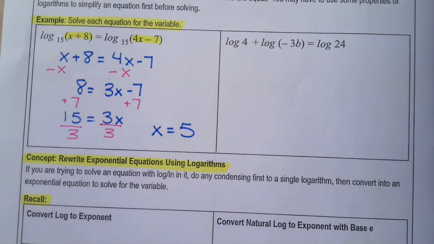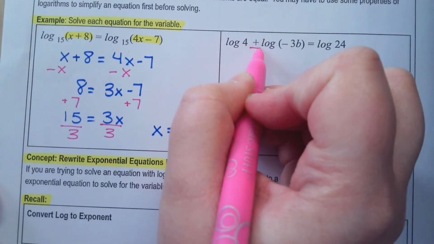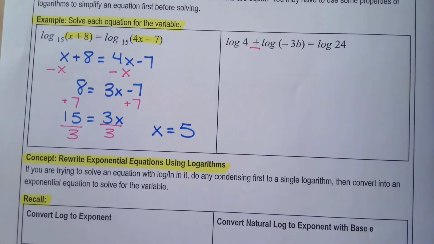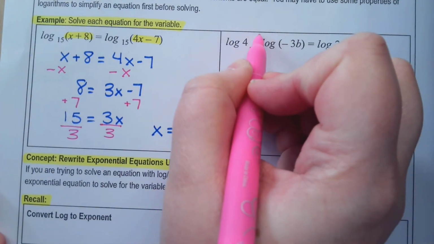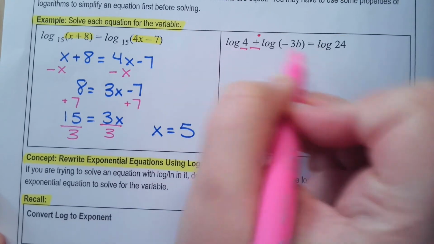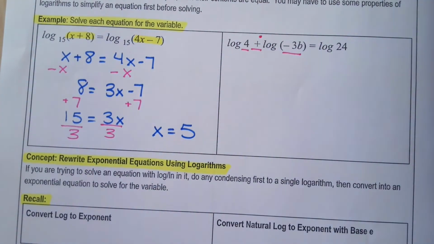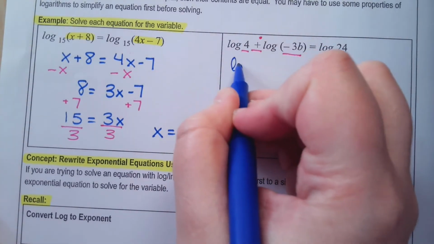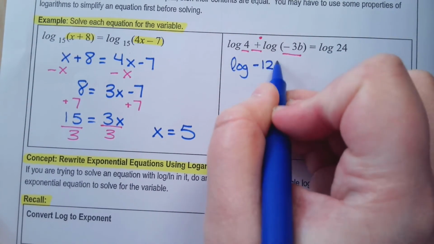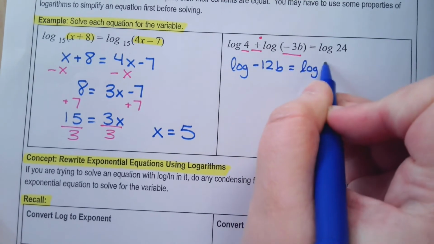All right, our next one. We have log 4 plus log of negative 3b is equal to log 24. So, as you can see, we have logs being added. So we need to condense them first using multiplication. So we're going to multiply 4 and negative 3b. So we'll have log of negative 12b is equal to log 24.